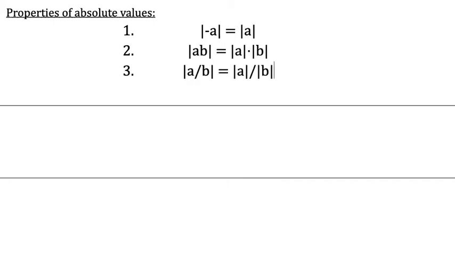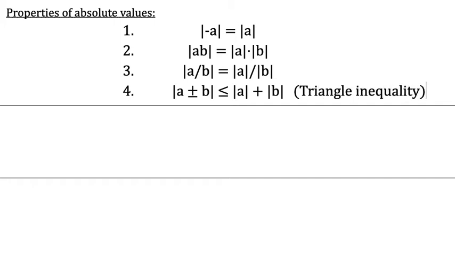The fourth property is that the absolute value of a plus or minus b will be less than or equal to the absolute value of a plus the absolute value of b. This is called the triangle inequality.